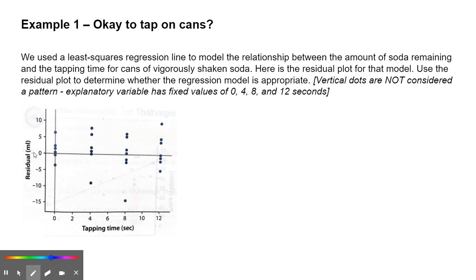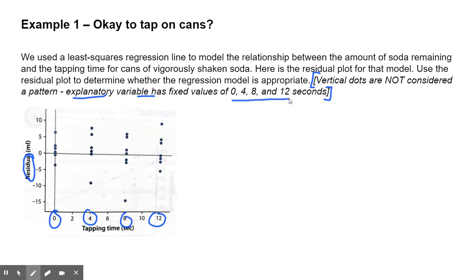So again, it says residual right here. So I know this is a residual plot. Now notice in brackets, I put this little note here. If you look at this graph, you might think that, oh, because the dots are all stacked on top of each other around 0, 4, 8, and 12, you might think that's a pattern. That is not a pattern. If you remember the initial experiment, the explanatory variable could only take on fixed values of 0, 4, 8, and 12. That was part of the experiment. They took cans and tapped them for 0 seconds, 4 seconds, 8 seconds, or 12 seconds. So that's why all the dots are there.